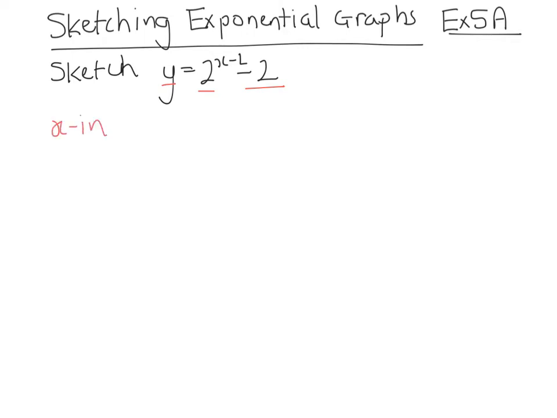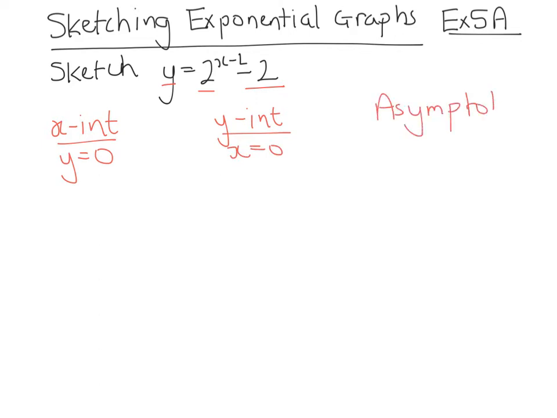So x-intercept, y equals 0. y-intercept, x equals 0, and let's do some asymptotes over here. And we'll do the domain and range down the bottom here, and I'll sketch it up the page.